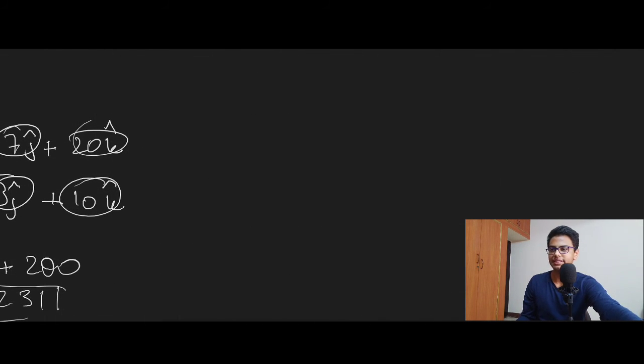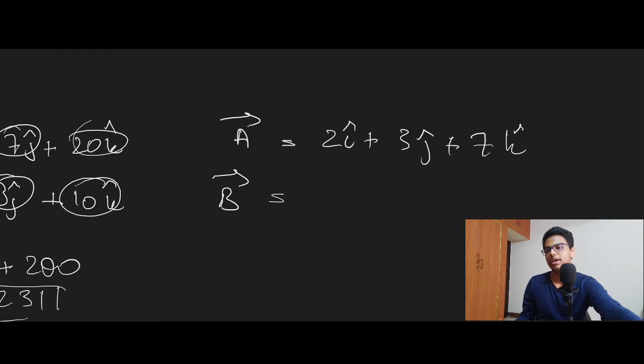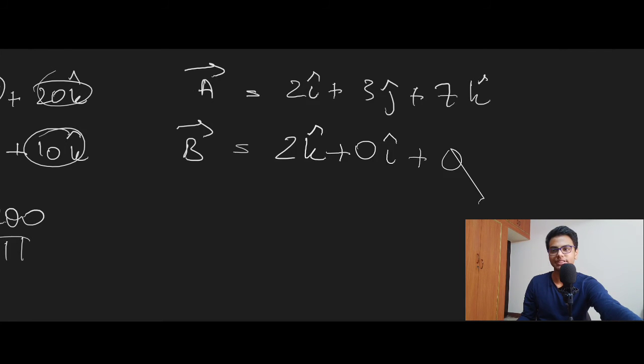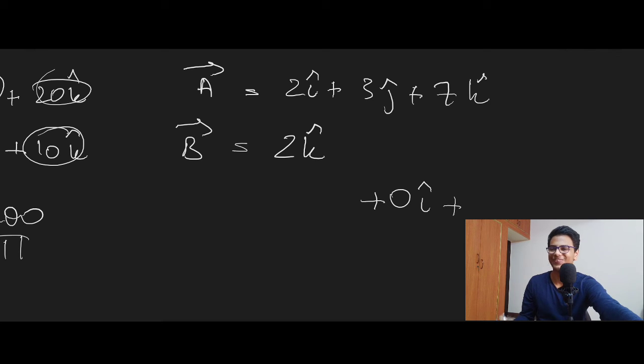Now let's say I give you another example. So if you have a vector is equal to 2i cap plus 3j cap plus 7k cap, and if we have b vector as 2k cap, what happens over here? This basically means that you have 0i cap and you have 0. What happened? Okay, wait, just give me a second, I'll erase this. So this basically means that you have 0i cap, you have 0j cap.